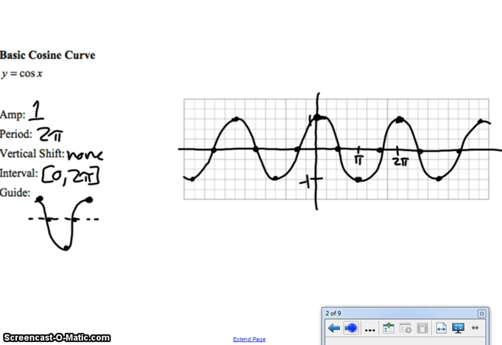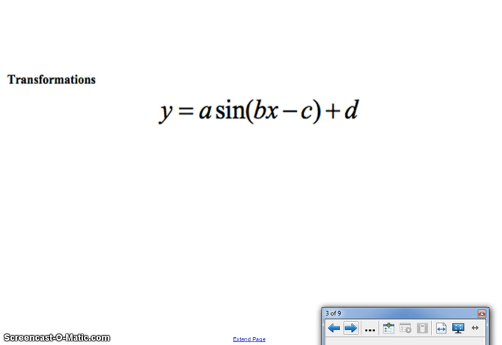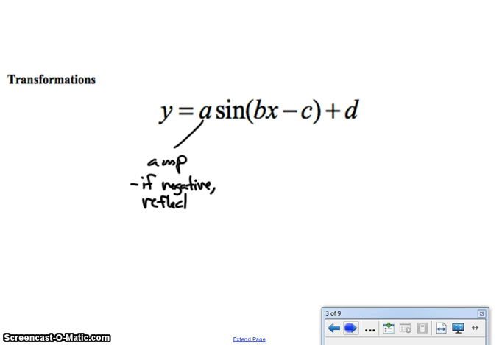So let's look at where we'll find the information if our amp or period or vertical shift or interval is different. All right, so this is the basic form. A is our amplitude. Also, if A is negative, we would have a reflection, and that would be evident in our guide. And I'll show you an example of that here.